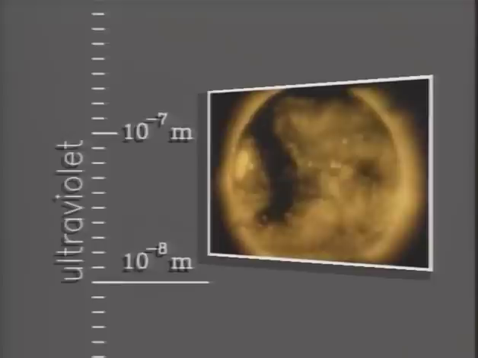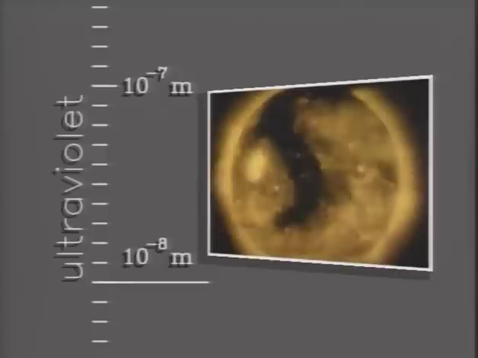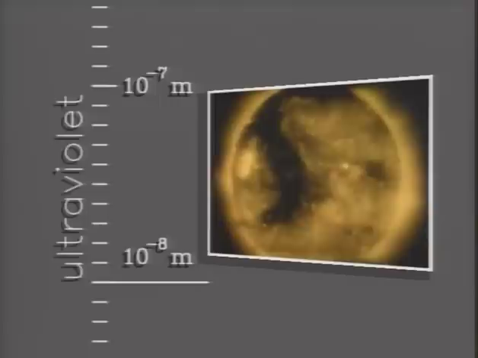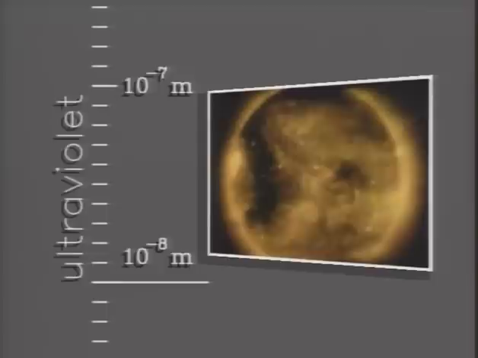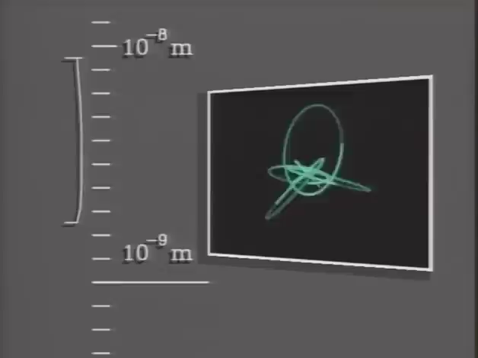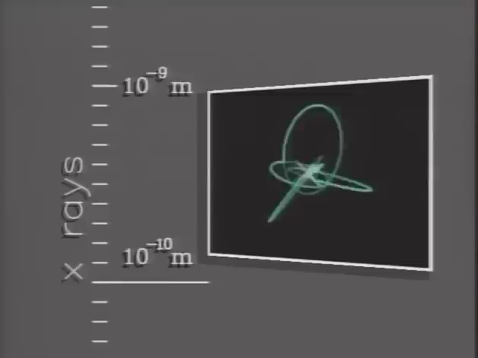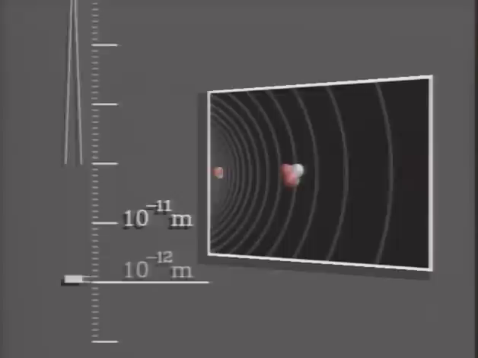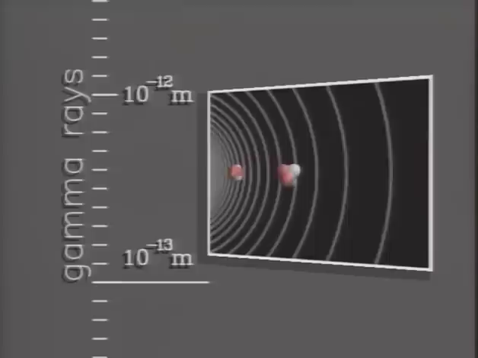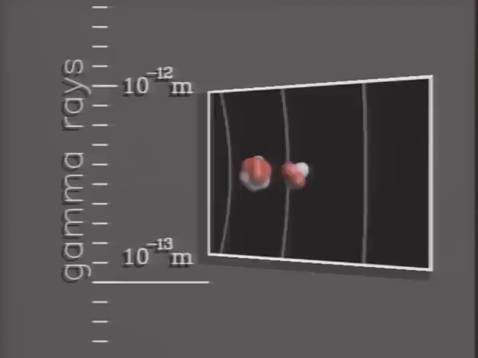Even shorter wavelengths, called ultraviolet light, are radiated by the sun. Though these invisible rays are dangerous to living things, they're absorbed and rendered harmless by the ozone in the Earth's atmosphere. Shorter still are X-rays, with wavelengths the size of atoms. And finally, gamma rays, with the shortest wavelengths of all. Gamma rays, with wavelengths as tiny as the atomic nucleus itself, are created by nuclear reactions.